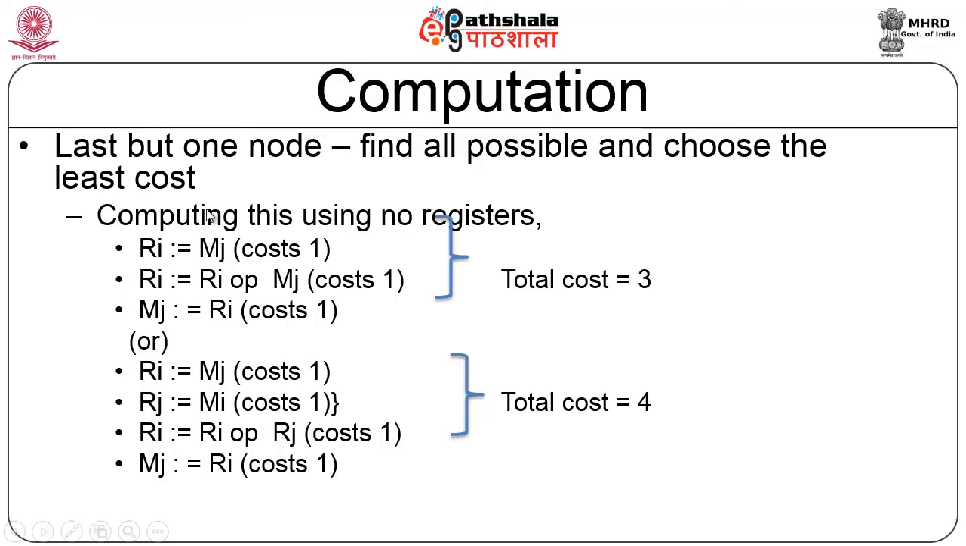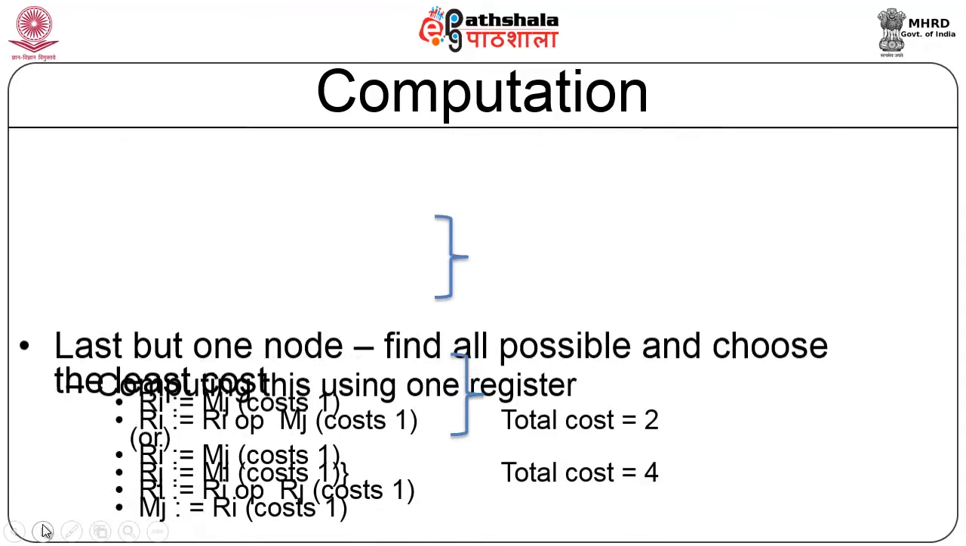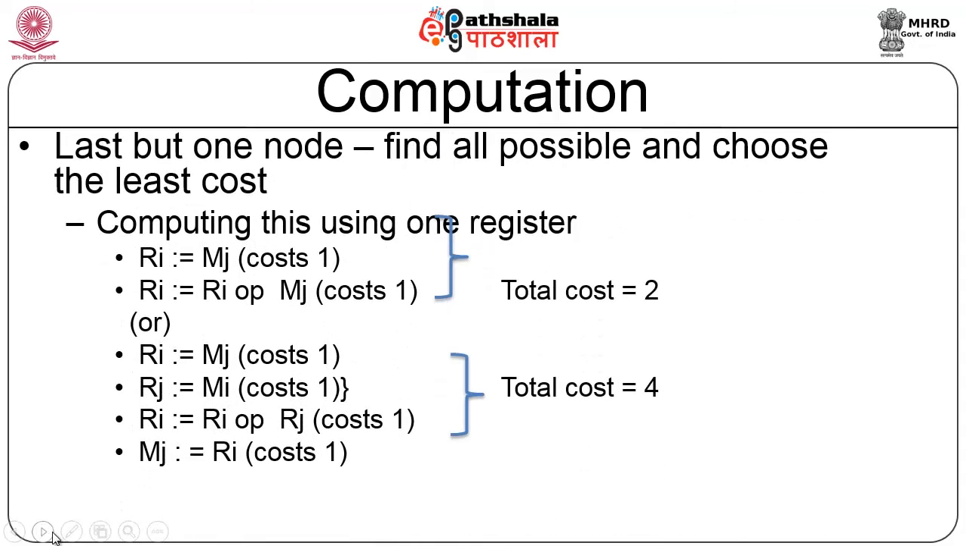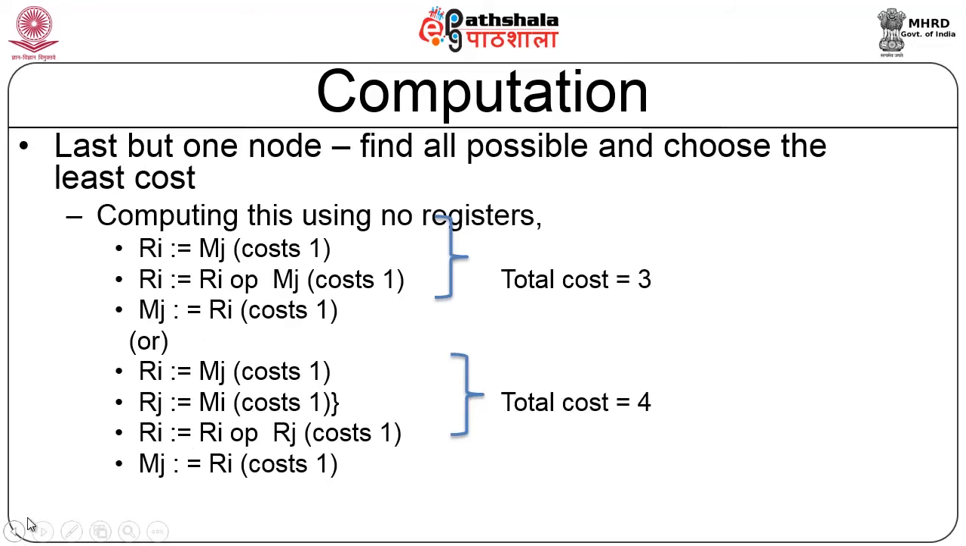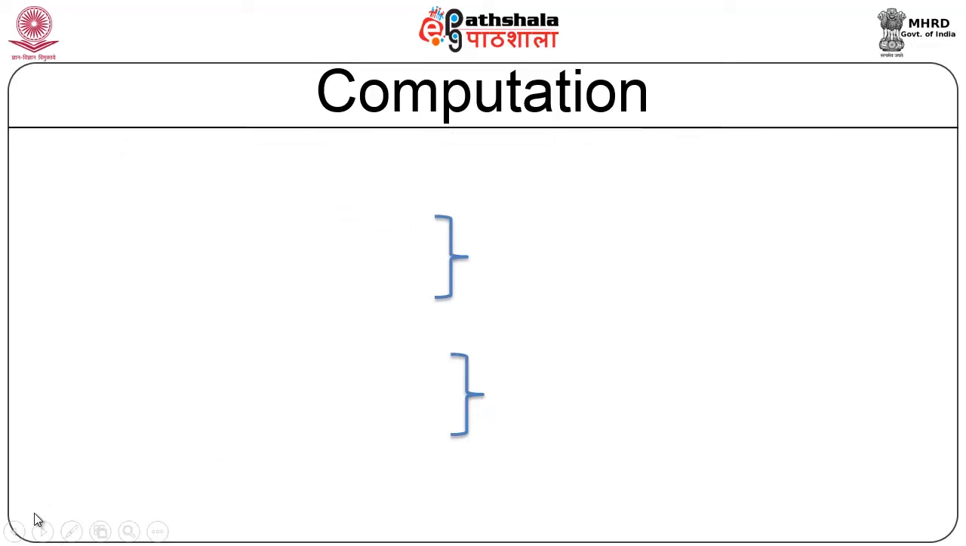So, using cost of computing the last but one level node with no registers will be 3. So, we had a 3, 2, 2. So, that is the 3 here. Okay. The next one is with 1 register. With 1 register will be exactly similar to this, but I am not moving this value back into the memory. Okay.